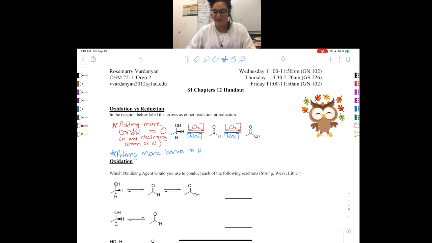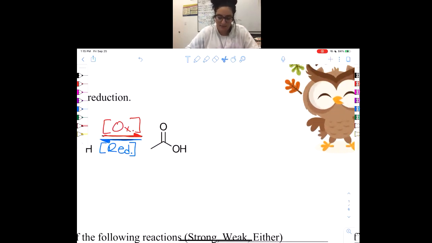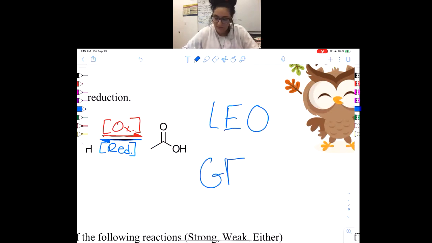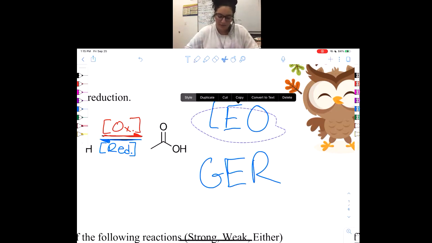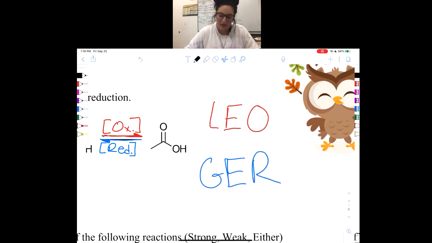Okay, cool. And I'm sure this is going to sound silly to you guys, but I'm just going to write it in the corner. So I always think about it in terms of LEO goes GER, or OIL RIG. I personally don't like OIL RIG, but either way, it doesn't matter. So in an oxidation reaction, you're losing electrons. In a reduction reaction, you are gaining electrons.